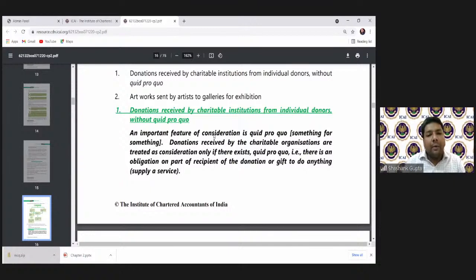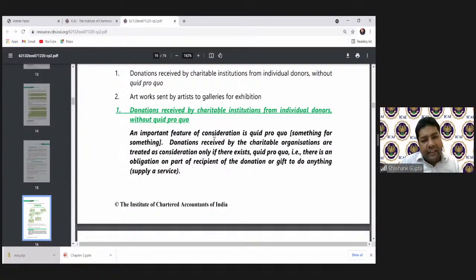You become a chartered accountant and your parents become very happy and a big hoarding is hosted in your name that my son or daughter has become a chartered accountant. So that is kind of a quid pro quo, that they are paying for the advertisement and they're getting it advertised. Businesses, when they're advertising about their product, they're getting advertisement benefit.